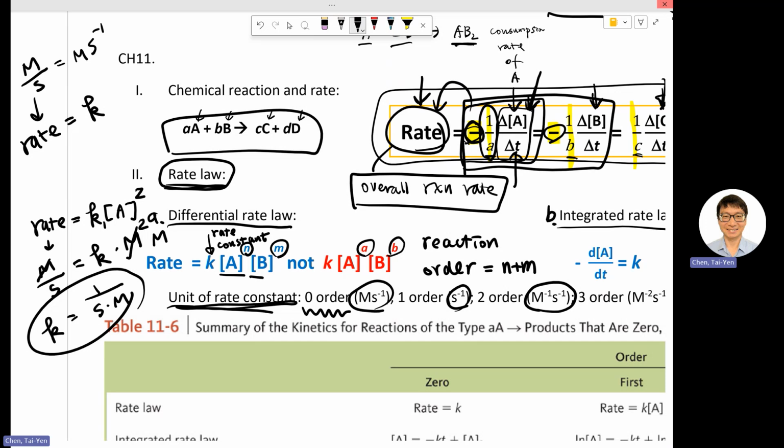And vice versa. If they don't tell you the order of your reaction, but they give you a rate constant, say the rate constant has a unit of 1 per second, you need to know that it's a first order reaction.